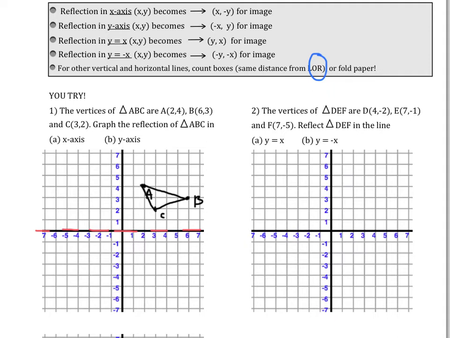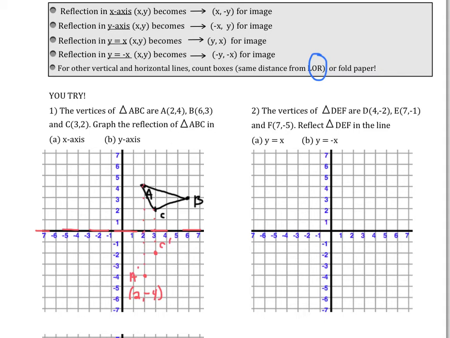So point A, I notice, is 4 units above. If I come up 1, 2, 3, 4, 4 units away from the line of reflection, I'm going to come back down to my line of reflection and go 1, 2, 3, 4 units below. So A prime has the coordinates (2, -4). For C, I notice that it's 2 units above, so come down 2 to the line of reflection, then go 2 units below, and this is where C prime would be.